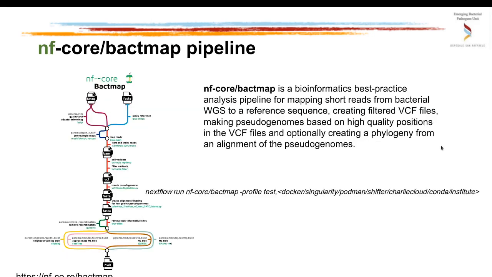and for bacteria we also have the bactmap pipeline, which is basically a bioinformatics analysis pipeline for mapping short reads from bacterial whole genome sequences to a reference sequence, to create filtered VCF files, to make pseudogenomes based on high quality positions in the VCF file, and optionally creating a phylogeny from the alignment of the pseudogenomes. So basically, once you install Nextflow, you need to run bactmap, just running nextflow run nf-core/bactmap with the name of your container, which could be Docker or Singularity, and that's it, quite easy.